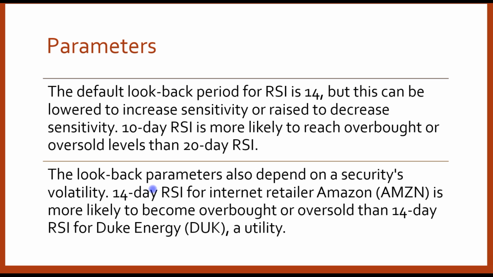Now, the look-back period also depends on a security's volatility. RSI on a 14-day for Amazon is more likely to become overbought and oversold than a 14-day RSI for Duke Energy, because it's slow. When you have a stock that's moving very, very slowly and hardly moves up or down and gains very little, it doesn't have any volatility, so the RSI wouldn't change much. So you might want to shorten that look-back period.